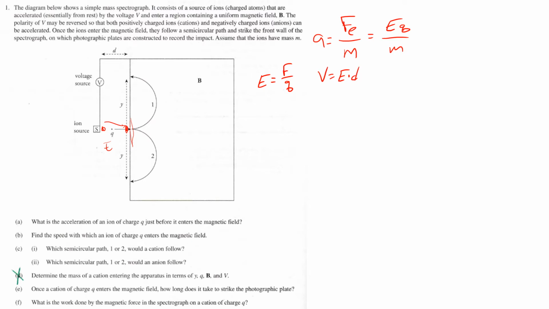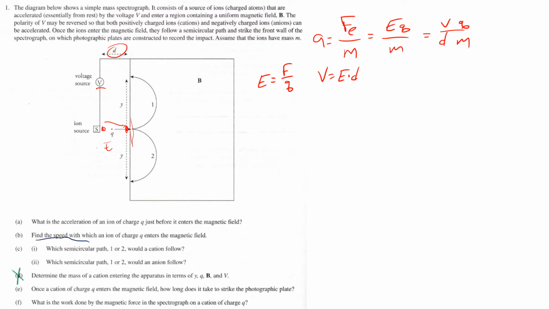So we're going to swap out this. So E can be replaced with V over D. And then the Q and the M are going to stay hanging out there. And that's it. That's all we can do. And then we have all of this information because there's D, and V is the voltage source, and Q and M is the ion particle. All right, so now let's look at the next one.